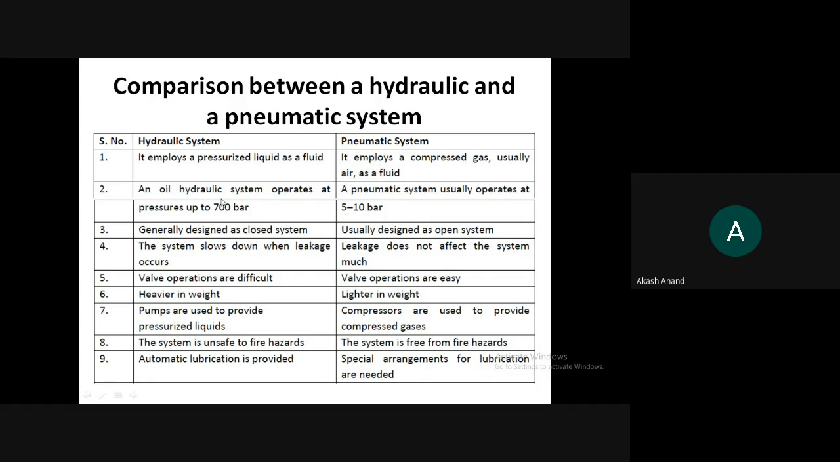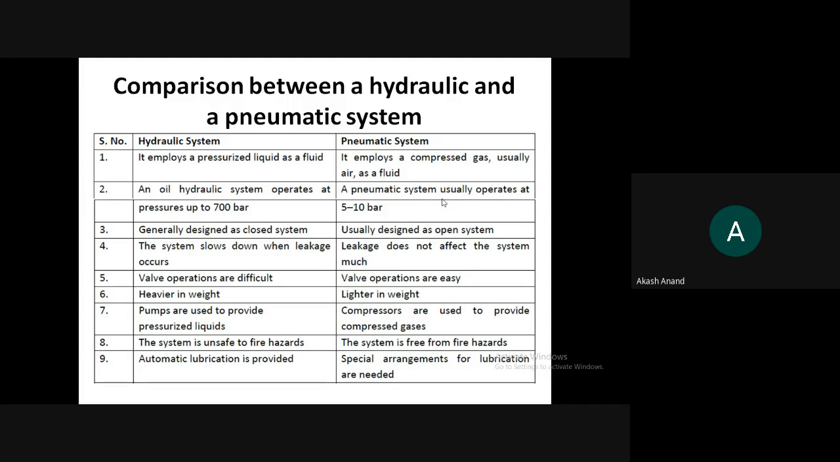The second comparison is that an oil hydraulic system operates at a pressure of up to 700 bars. That is, a hydraulic system usually works at a higher pressure. And in the case of a pneumatic system, it usually operates at 5 to 10 bars. So a pneumatic system works at a very low pressure.